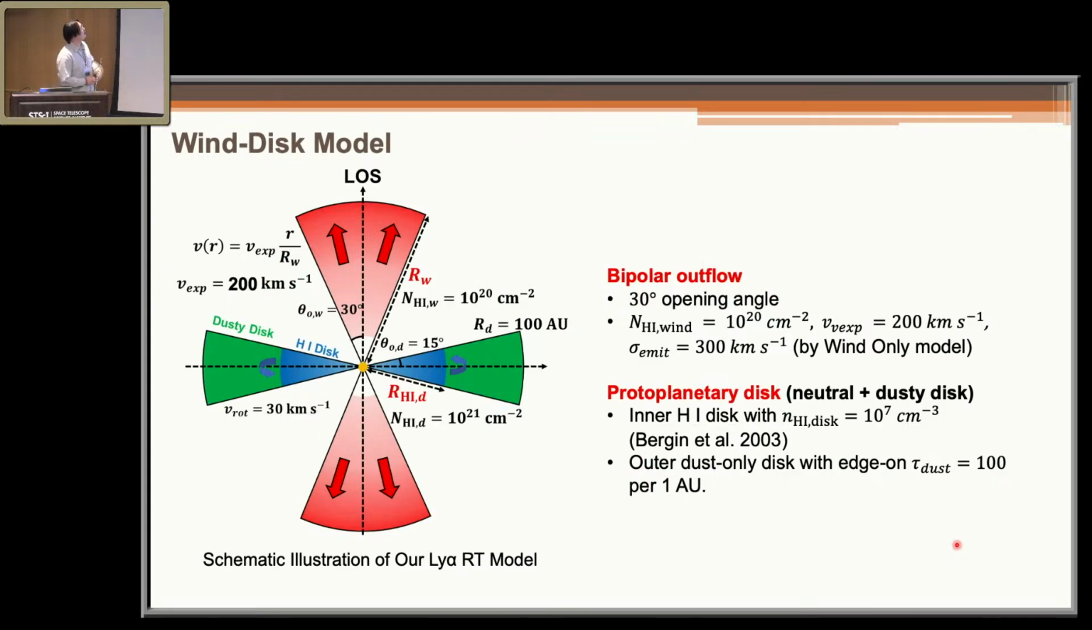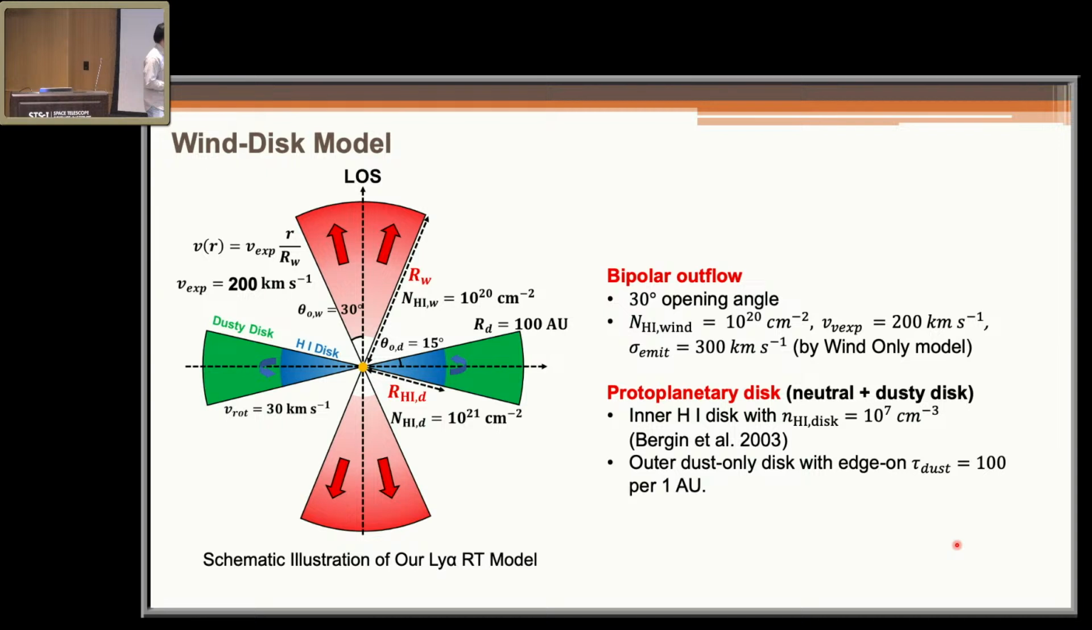So for the next wind-disk model, I use the same parameters from the wind-only model for the wind. This wind-disk model is composed of three components: a bipolar wind, a central Lyman alpha emission source, and the protoplanetary disk. As I said, the protoplanetary disk is too simple. So after my talk, if you have some idea about a more detailed disk, please let me know. I would be happy to adapt that.